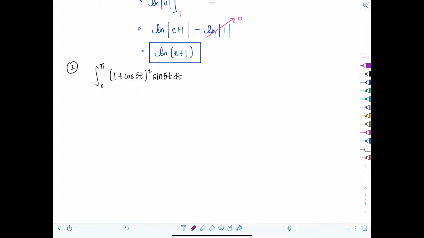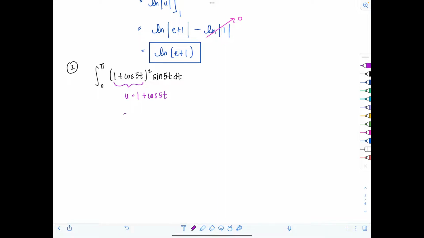So we're going to let u equal 1 plus cosine of 5t. And notice I'm putting the 1 in there as well. I didn't just pick cosine of 5t. It would have worked, it just would be more work for you. So I advise against such things.